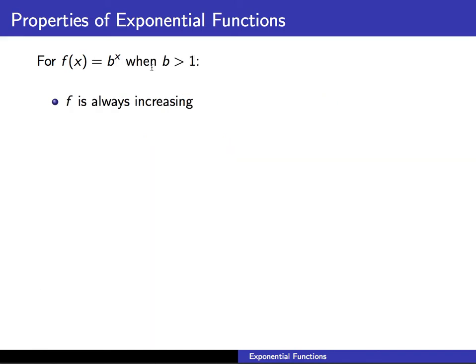For exponential functions where the base is larger than 1, such as 2 to the x, our function is always increasing, which means as we go to the right, we're always going to get larger output values as we head further to the right if our base is bigger than 1. The limit as x approaches negative infinity is 0, so as we head to the left, our outputs get closer to 0. As we head to the right, the limit as x approaches positive infinity, our outputs approach infinity. So we saw that earlier.